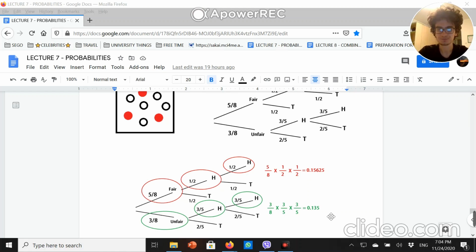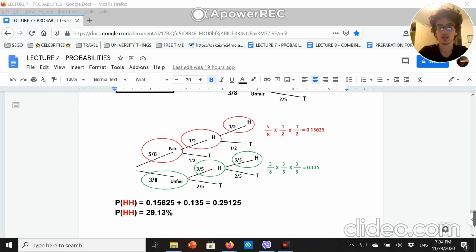0.135. When you have these two values, you will just simply add them, and that would give us 0.29125. It's exact number from my calculator. And our answer will be that the chance of flipping 2 heads in this game will be 29.13%.